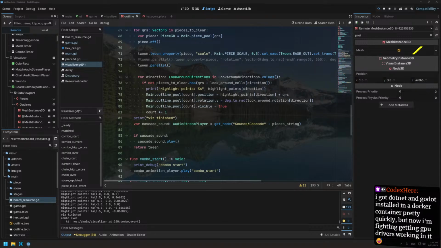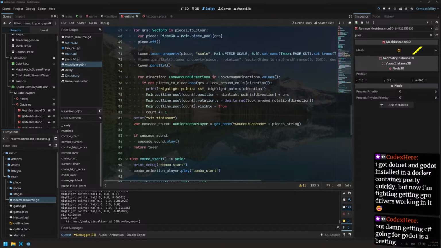I got .NET and Godot installed in a Docker container pretty quickly, but now I'm fighting getting GPU drivers working in it. Damn, getting C# going for Godot is a beating. Are you on Linux? Yeah.